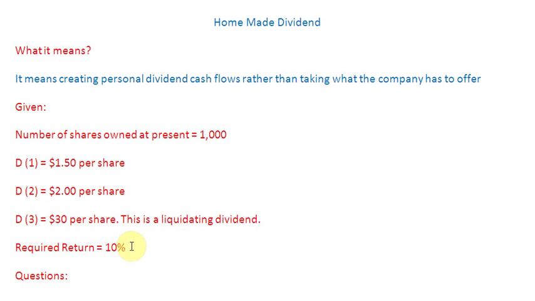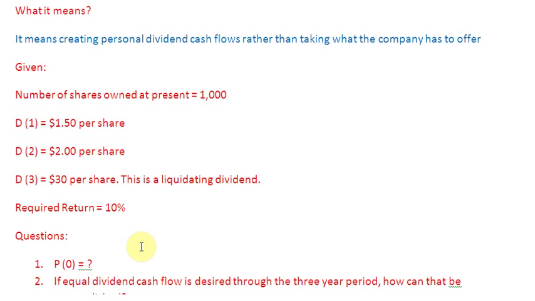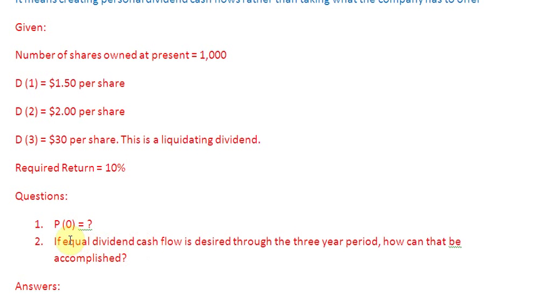We have also been given an estimate of our required return, and that is 10% per annum. Now, there are two questions that we need to answer. First of all, what is the current price of the stock, that is P0, and then if we wish to receive equal dividend cash flows through the 3-year period, how can that be accomplished?